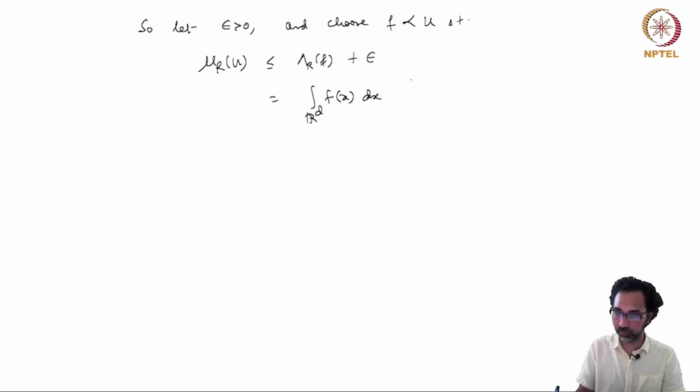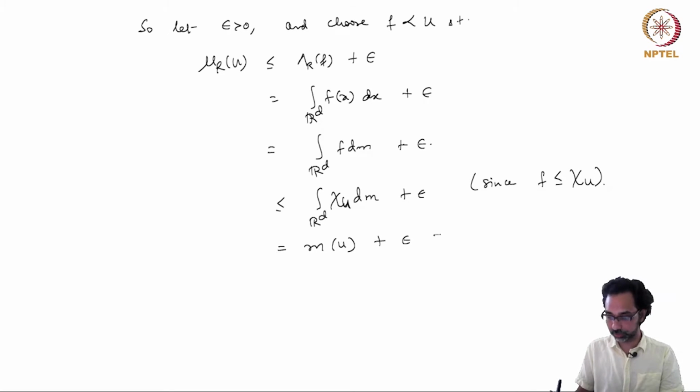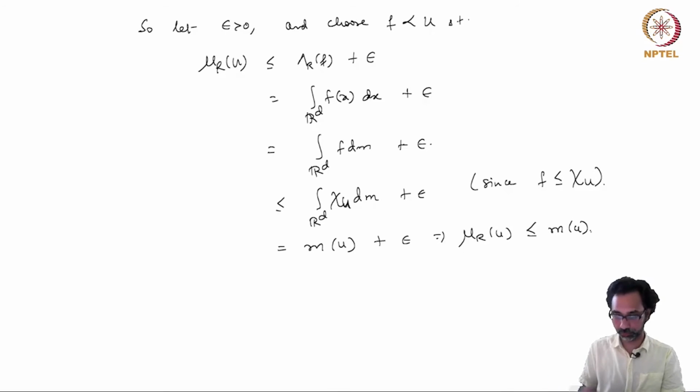This is the Riemann integral of f, and now we know that this is also the Lebesgue integral of f, and this is less than or equal to the integral of chi_u dm plus epsilon, since f is less than or equal to chi_u, and the last is nothing but mu plus epsilon. So this means that mu_R(u) is less than or equal to mu.